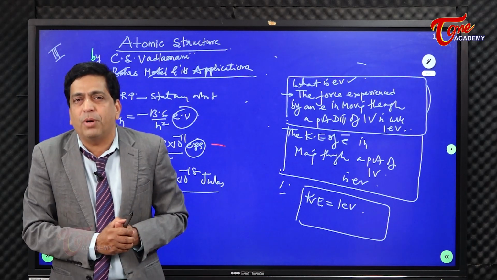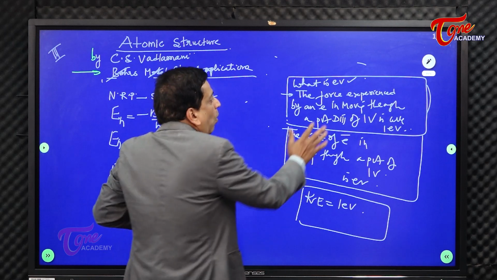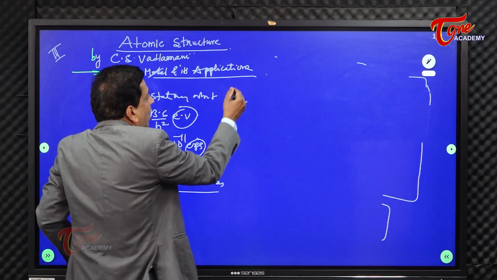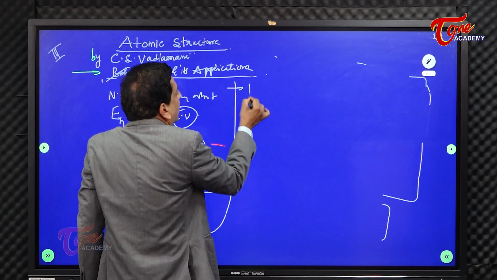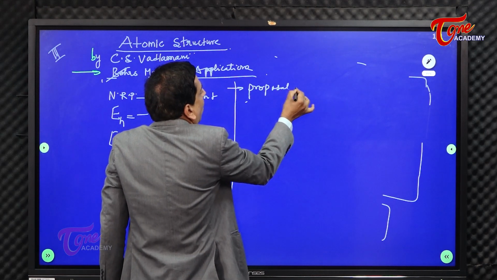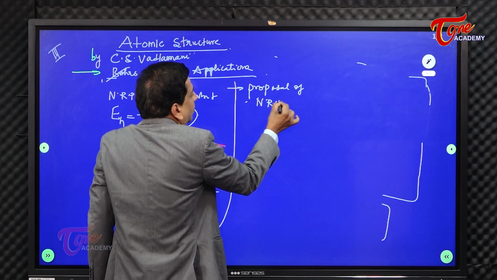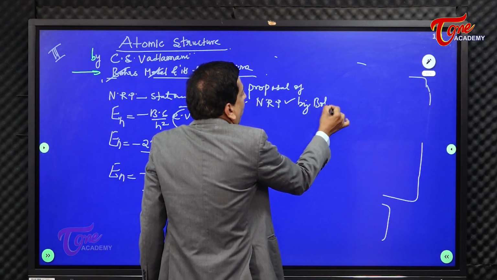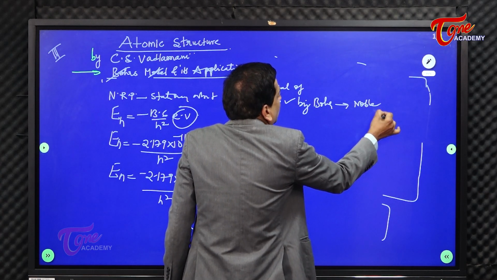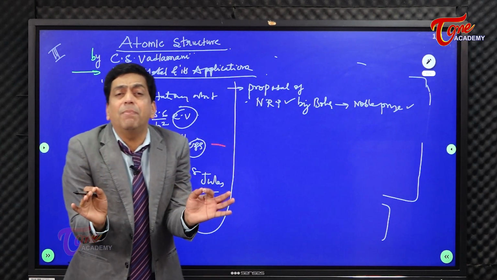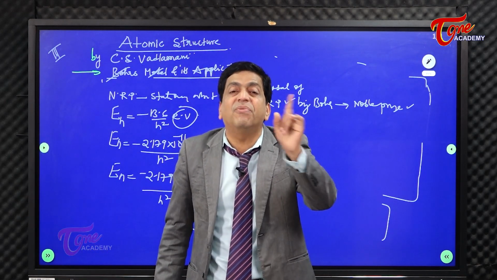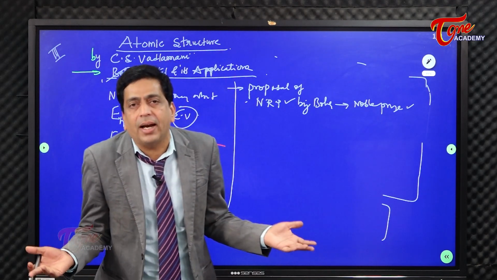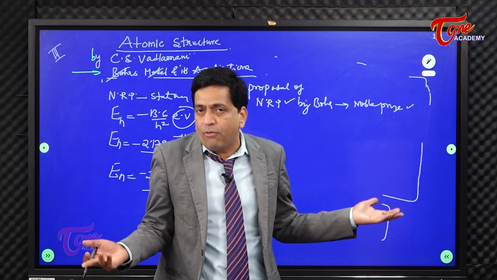But here is one more point, right? Because when you actually wanted to propose something, you need to designate that. So the main point, the main proposal, in fact, NRP, I would like to quote something here. Proposal of NRP by Bohr actually fetched him the Nobel Prize. This single statement of the proposal of non-radiating path fetched him the Nobel Prize, because it is this which will explain the stability of the atom. No one has actually done that before, right?